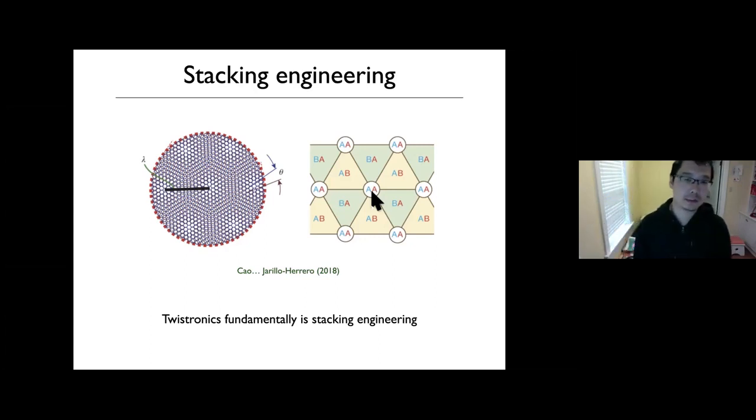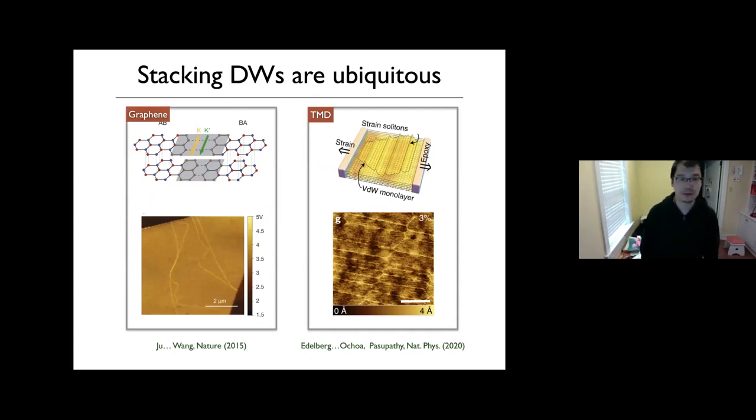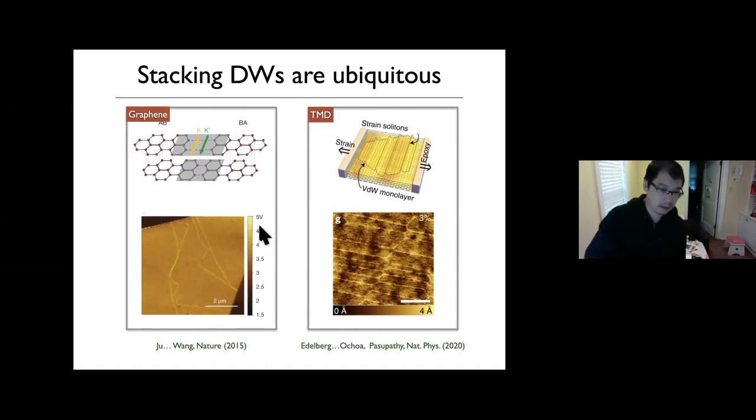The stacking domain wall in the Moiré superlattice is actually a special case because it was realized by a twist. It turns out that the stacking domain wall is actually everywhere in two-dimensional crystals. Just to give you two examples: on the left, you can see that sometimes in graphene you could have so-called twin boundaries. It's basically that the left and right sides are mirror images of each other, with a missing row of atoms in this direction. Here is an optical image of those one-dimensional domain walls. As you can see, those are the stacking domain walls between the AB and BA domains.